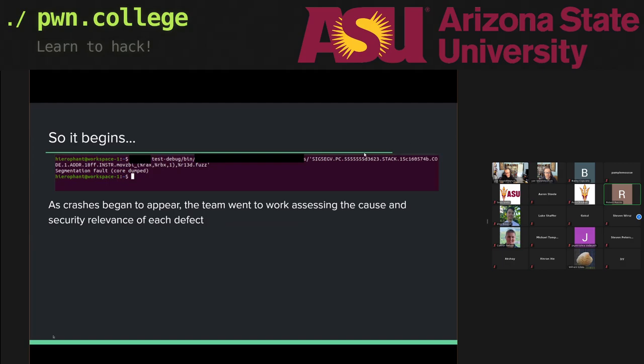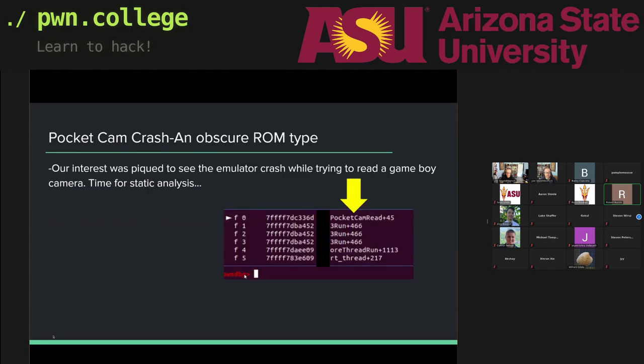Here you can see seg faults immediately started to appear. We went to work assessing the security relevance for each of these defects. One of the first, and more interesting ones that we found, at least initially, was crashing in a function that appeared to be attempting to read from a Gameboy Pocket camera, which is really interesting because, being an emulator, you're probably never going to be loading a camera cartridge into the emulator. So it was interesting for us to see that this was even implemented within the emulator.